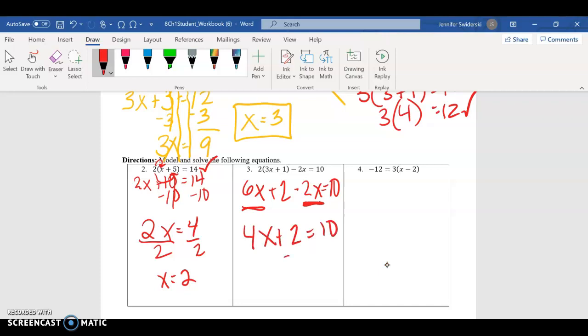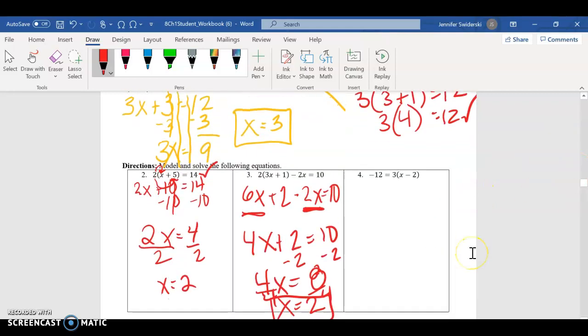Same steps as before. I'm going to subtract 2 on both sides. I'm left with 4x equals 8. So x has to equal 2 because we divide both sides by 4. Circle your answer and verify. Okay, number 4 looks different, but I promise you it's not. It's the same idea. They just flipped it because of the commutative property.